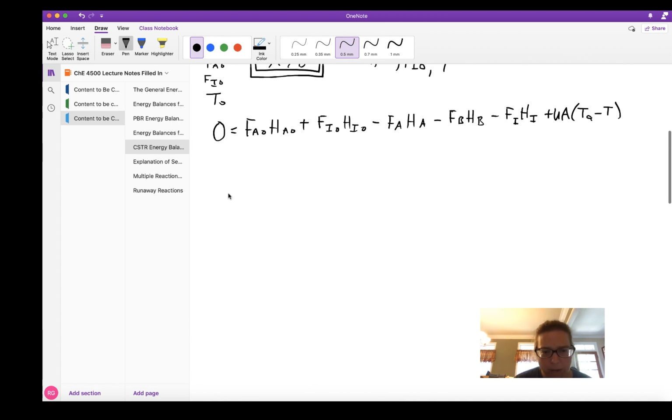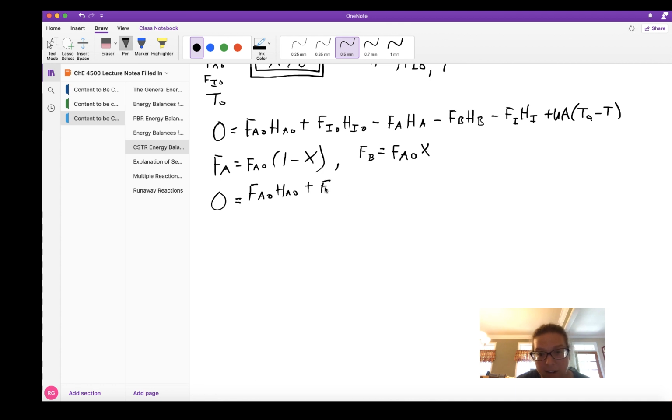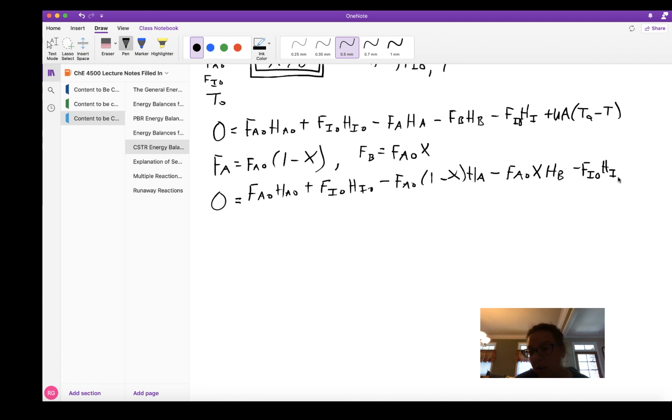So now I'm going to write in here a definition. If I do that, then I get F_A0 H_A0 plus F_I0 H_I0 minus F_A0 (1 minus X) H_A minus F_A0 X times H_B minus F_I0 H_I, plus UA delta T.